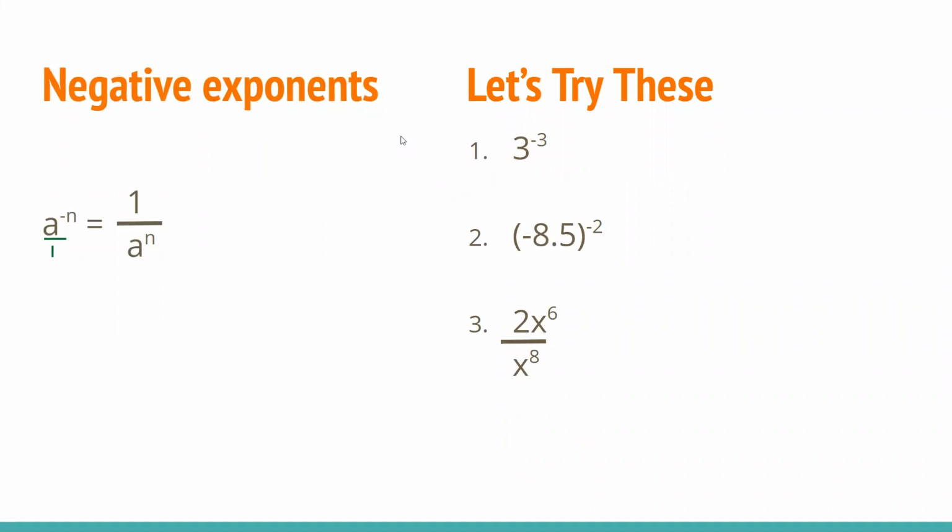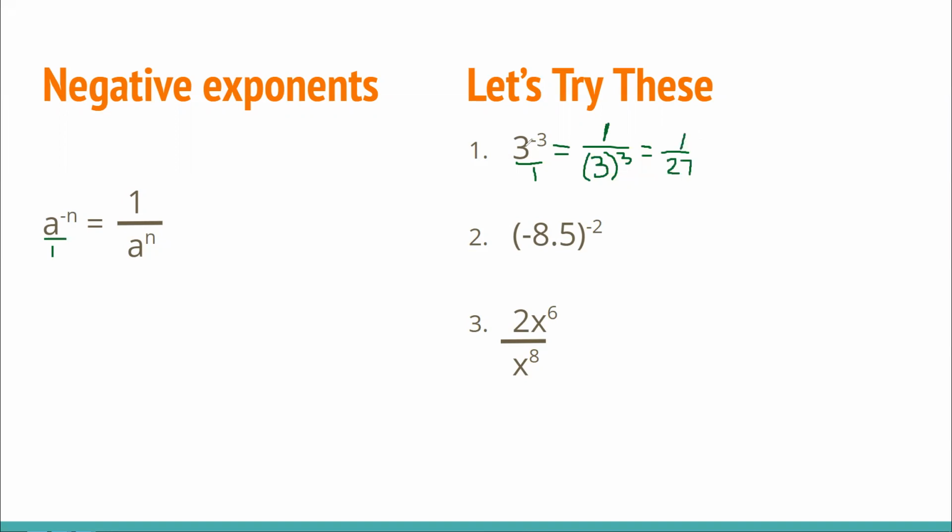So let's try these 3 problems. For this first one, I see that I have a base and a negative exponent. So I'm going to flip it. I'm going to put that 1 up top, and I'm keeping my base and my exponent. If I wanted to take it a step further, I could say 3 to the third power is equal to 3 times 3 times 3, which is going to give me 27. So I know 3 to the negative third power equals 1/27.